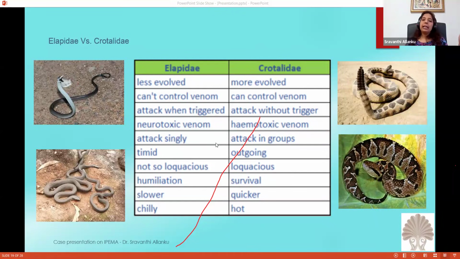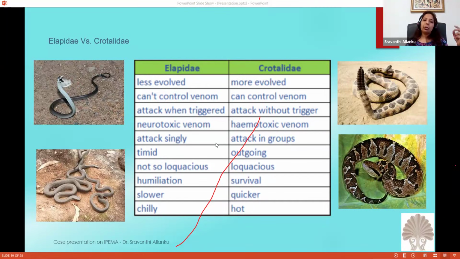Now, elapids are more timid, they are shy. Crotalids are more outgoing. Elapids are not so loquacious because they are shy as opposed to crotalids. Elapids, the theme of humiliation comes again and again. Like in this patient, it was very clear when he said in more than one place, I earn less than what I used to give them. Even if now someone invests, I can show, I can do it again.